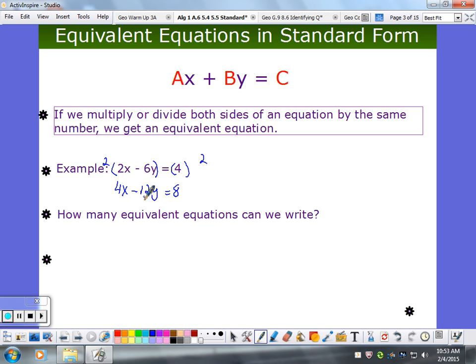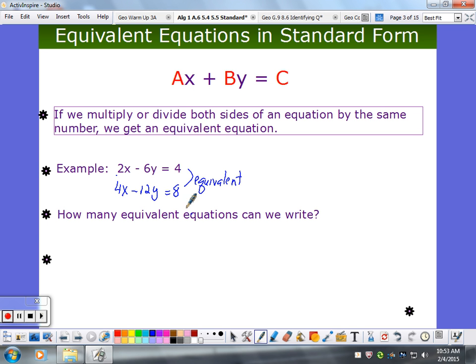Remember, we did this when we were doing linear equations and we were trying to eliminate. Remember the elimination method of systems of equations? That's this. So the point here is, 2x minus 6y equals 4, and 4x minus 12y equals 8. They are equivalent. And what does equivalent mean? The same. They have the same solution. Meaning if you graph this or you graph this, same line.